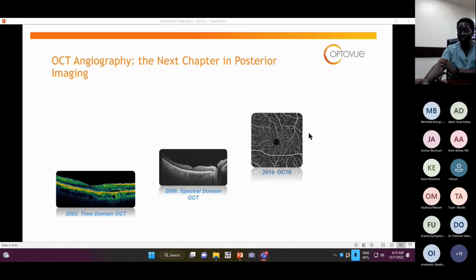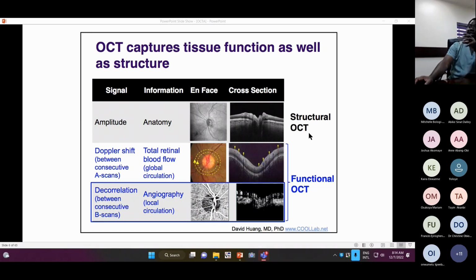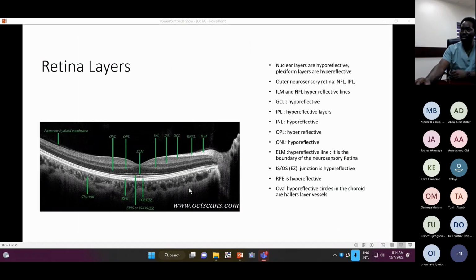It was first introduced in 2014. Of course, time domain OCT came in 2002, and the spectral domain in 2006. What OCT angiography adds to what we have now is function. OCT alone gives us structural images, so we can see the anatomy as excellently as we have never seen before without having to do anything invasive to the patient. But what angiography adds to it is a little bit more of function. We are able to see blood flow characteristics in the OCT angiography. So we remember OCT, we look at the structures, all the 10 layers, and how we can identify them on the OCT. We covered that at the last lecture on OCT.